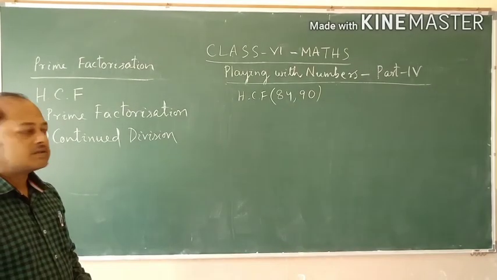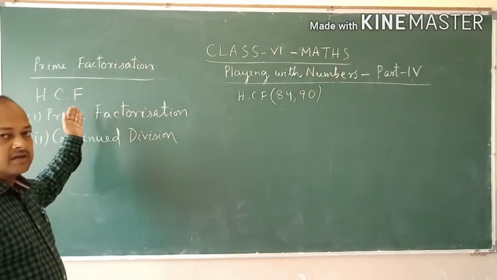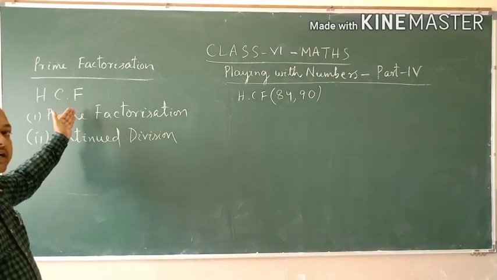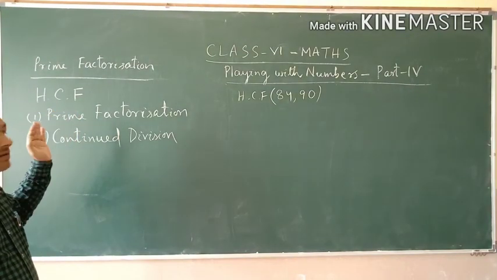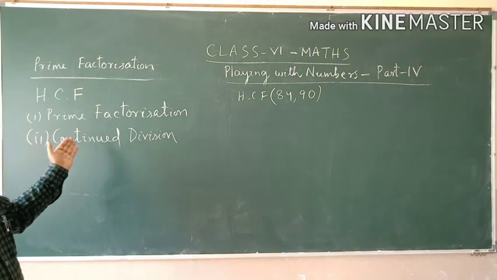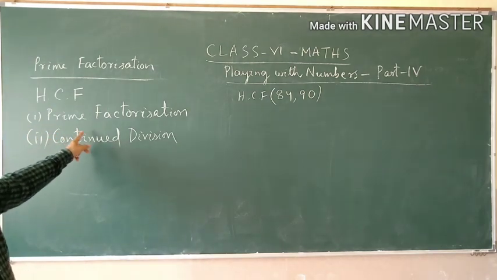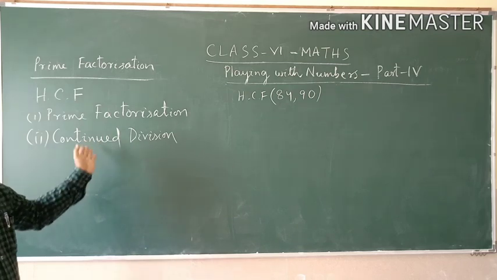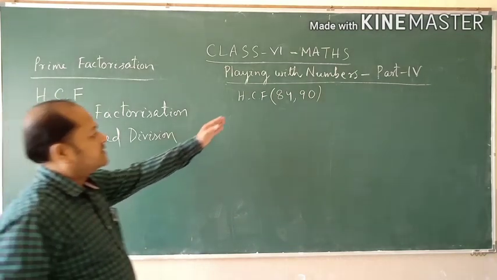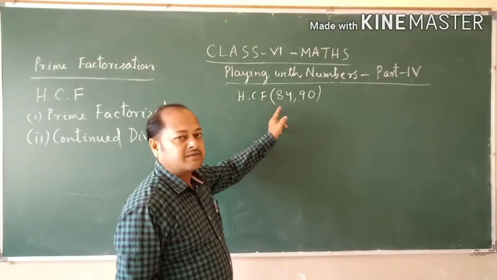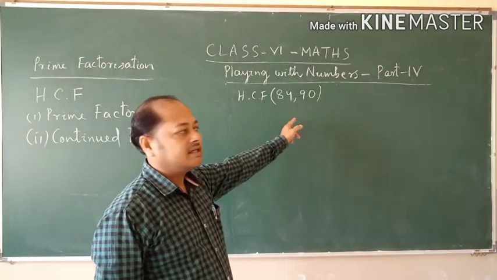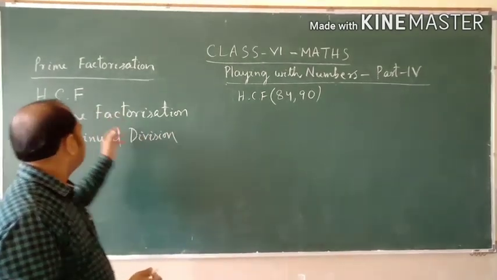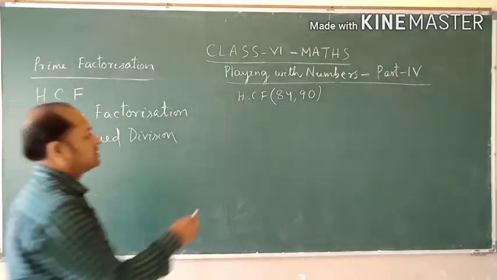Now let us discuss HCF. As you know, HCF is the highest common factor, but how do we find HCF using these methods? There are two methods to find the HCF. One method is the prime factorization method, another method is the continued division method. Let us discuss one by one. There is an example given here: find out the HCF of 84 and 90 using any method. Let us discuss the prime factorization method first.